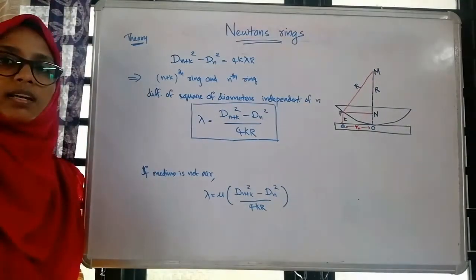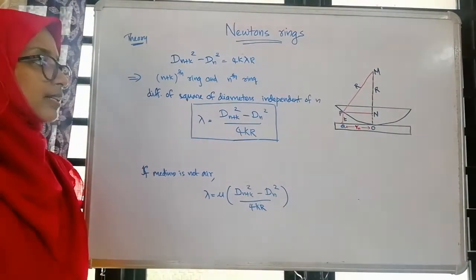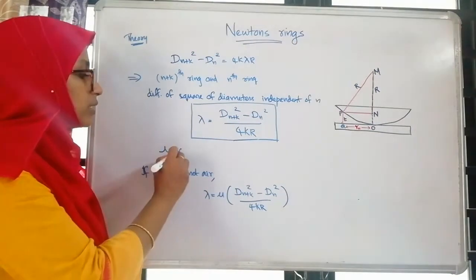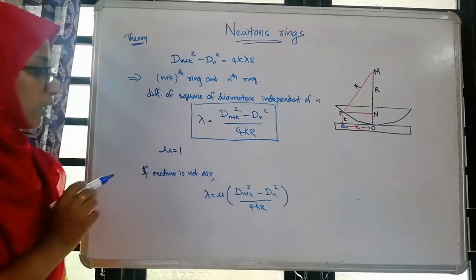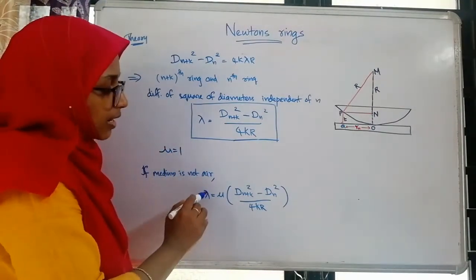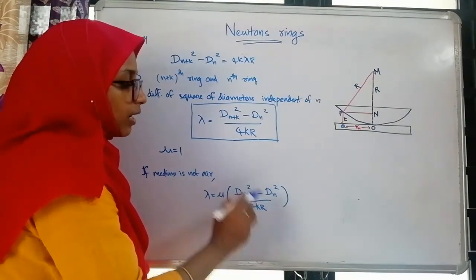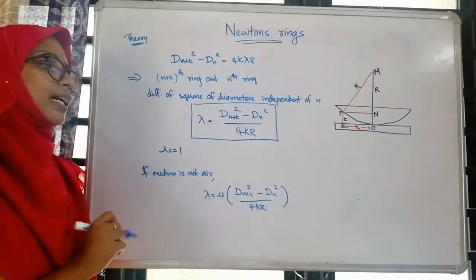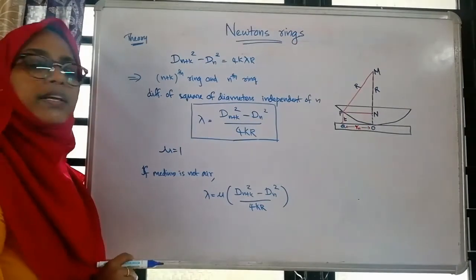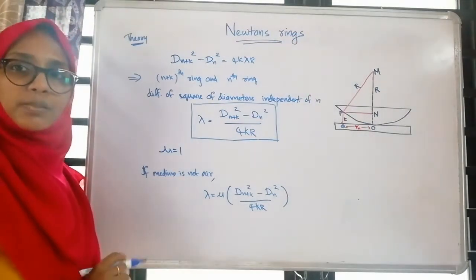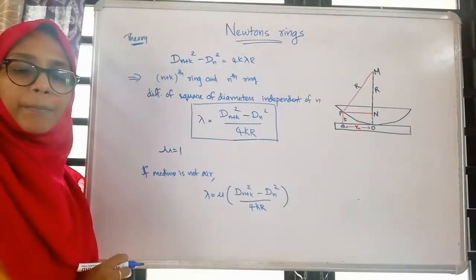using the Newton's ring experiment. Now here we have considered the medium as air, so mu is taken as 1. Now if the medium is not air, then lambda is equal to mu into Dn plus k square minus Dn square by 4kR, where mu is the refractive index of the medium which is placed in between the apparatus. These are the theory of Newton's ring. Now we can go through the experimental setup and how experimentally this lambda can be measured using the Newton's ring apparatus.